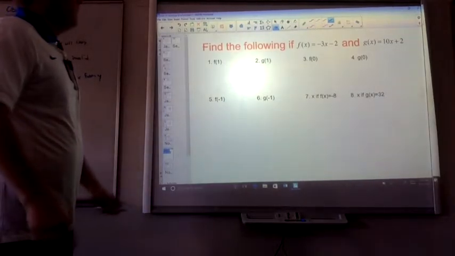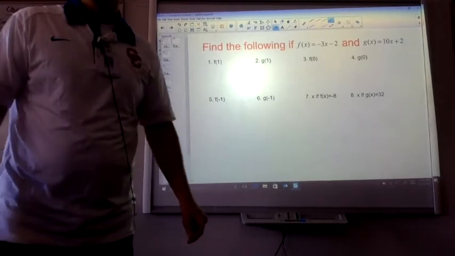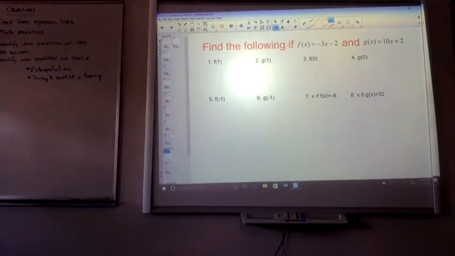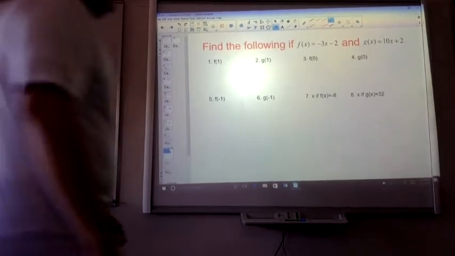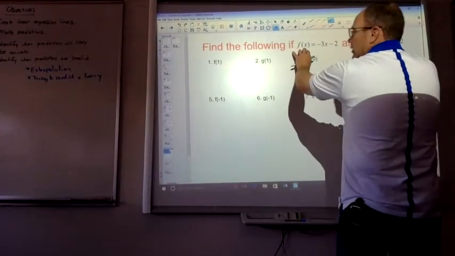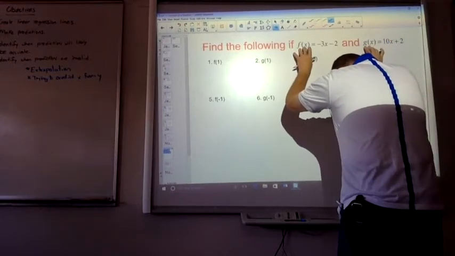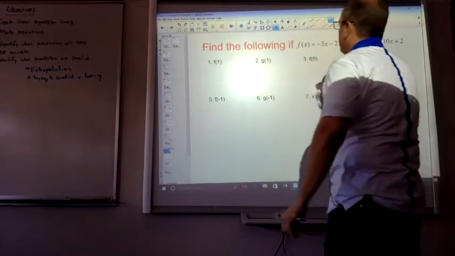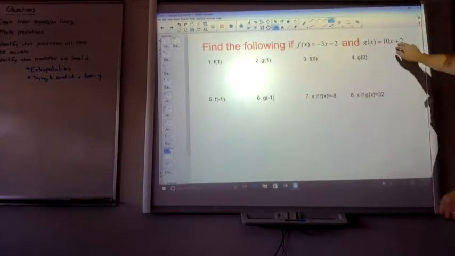Oh, look at this. Find the following. I have function at x equals negative 3x minus 2, and g at x equals 2x plus 2. Is there a difference between these? What do you think? It looks different, but is it different? No. They're both in functional notation. This is still y equals and y equals. Okay?